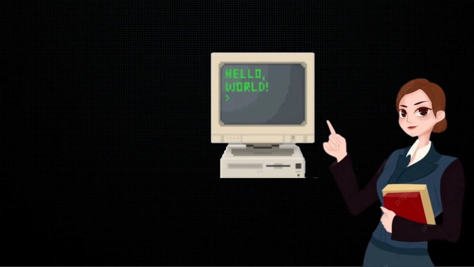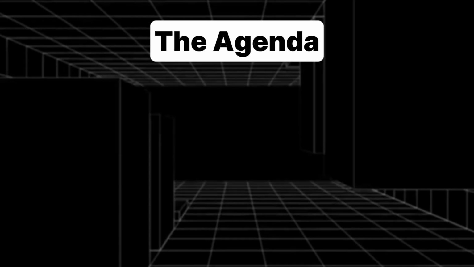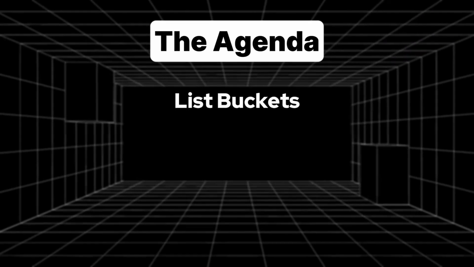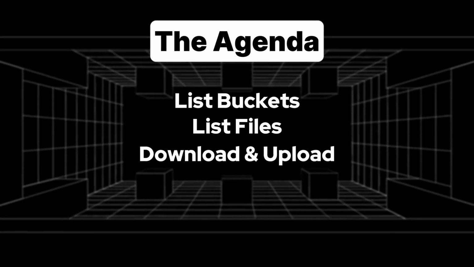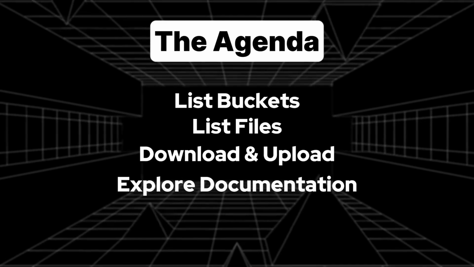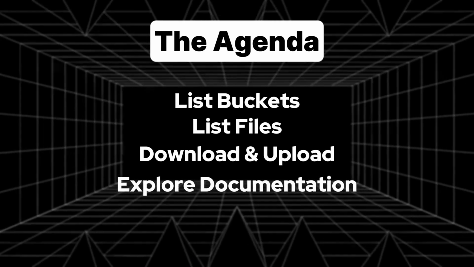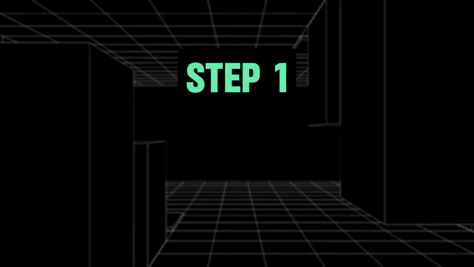This video will show you how to automate Google Cloud Storage with Python, specifically how to list buckets, how to list files within a bucket, and how to download and upload files. And we'll also explore the documentation where you can find all the operations you can do with Cloud Storage API. Let's get started. Step 1.